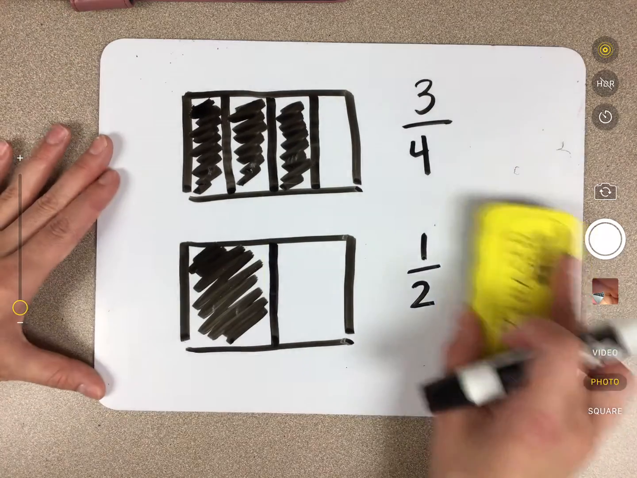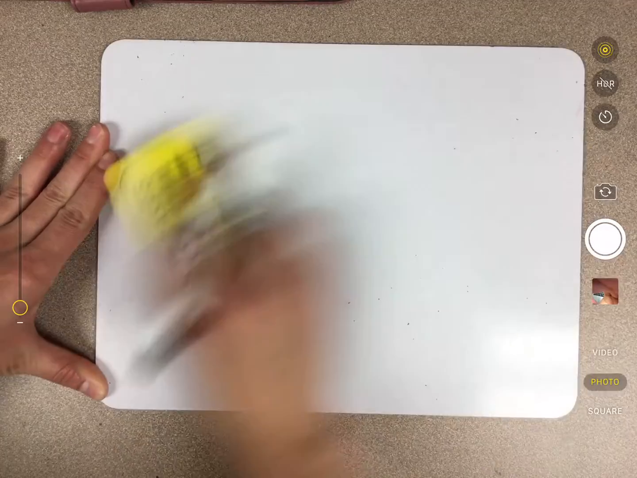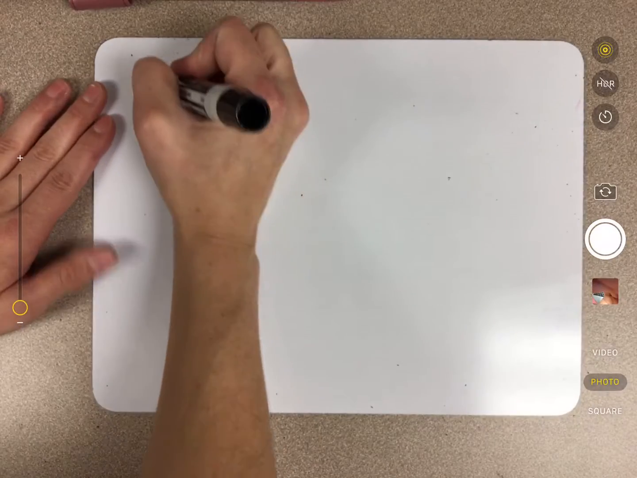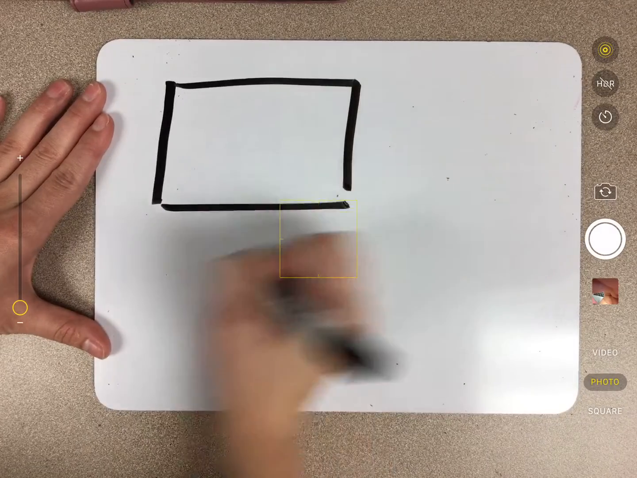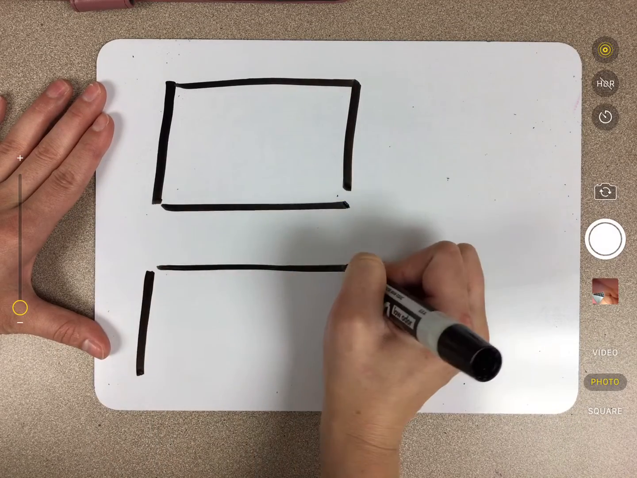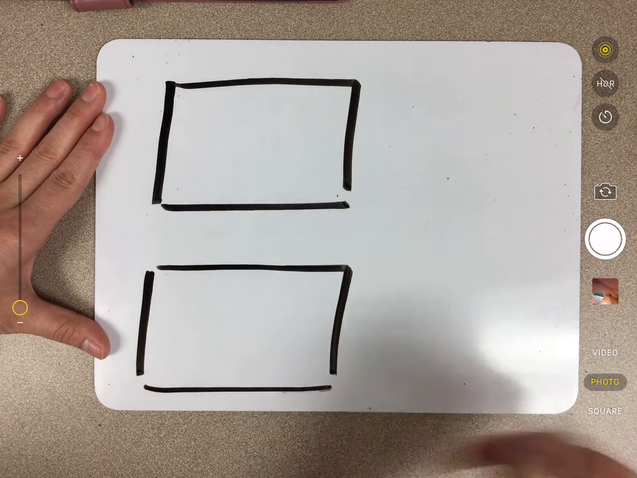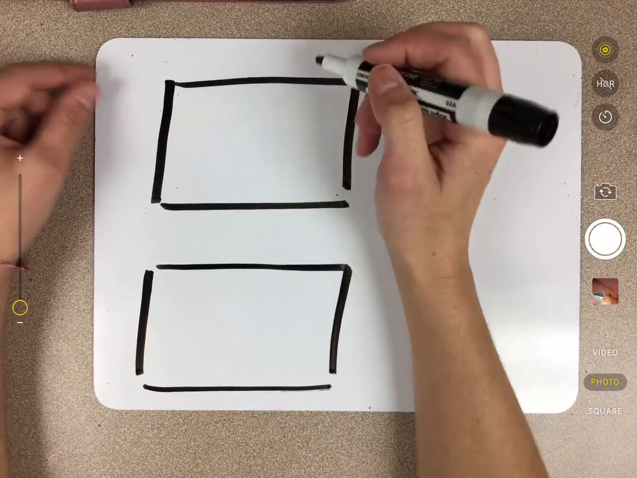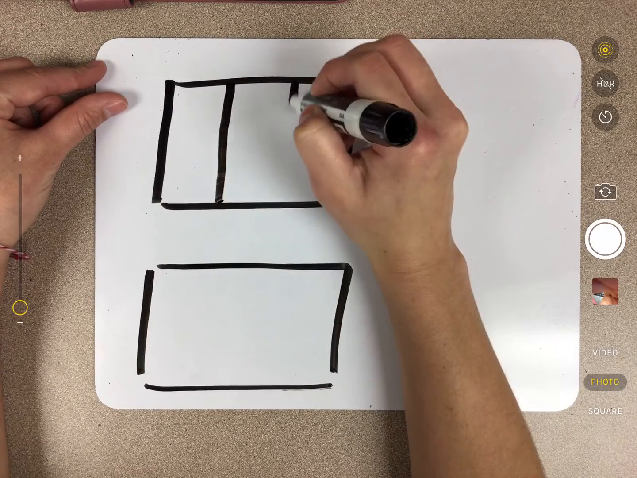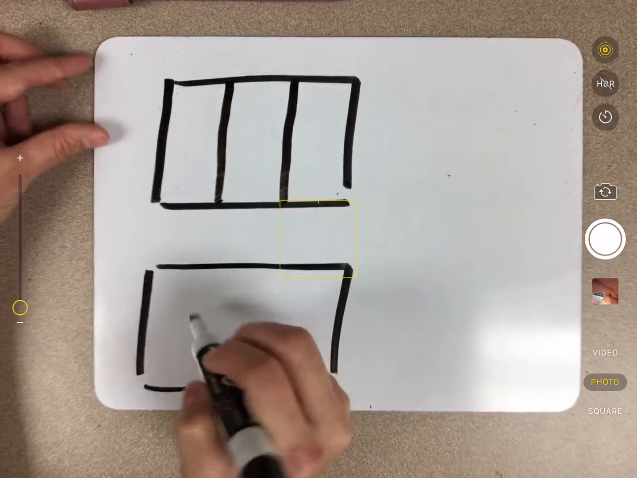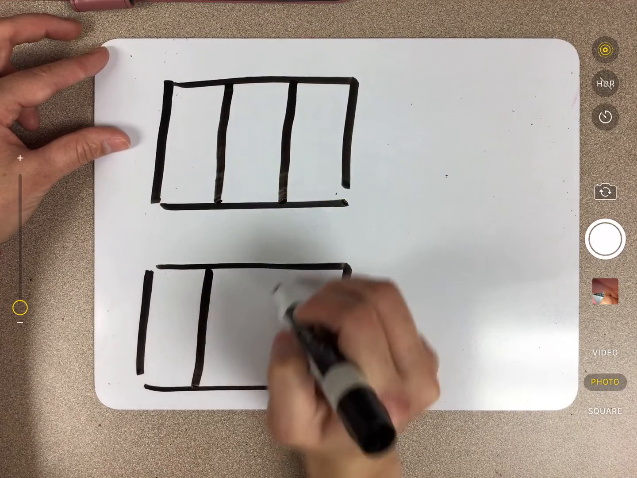All right, let's do one more. So I need 2 holes, right? So I'm going to make my holes the same size. One rectangle, and another rectangle. I'm going to divide one piece into 1/3. And then I'm going to divide the other one into 6ths.